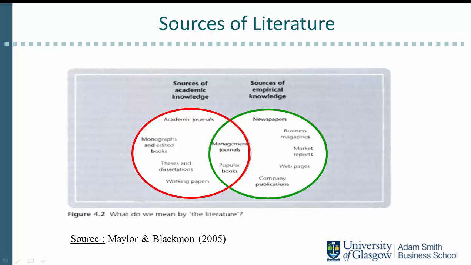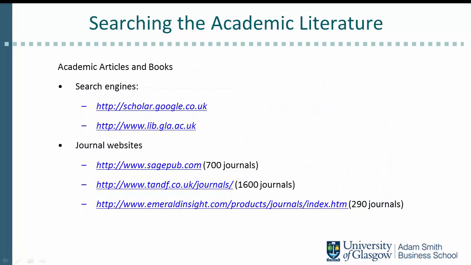And if you notice, the empirical knowledge sources and academic knowledge sources do overlap up to a point through management journals and popular books. So those could be your main sources for both. In the past, it was more difficult to undertake this stage of your literature review. It is easier today in the era of digitization.